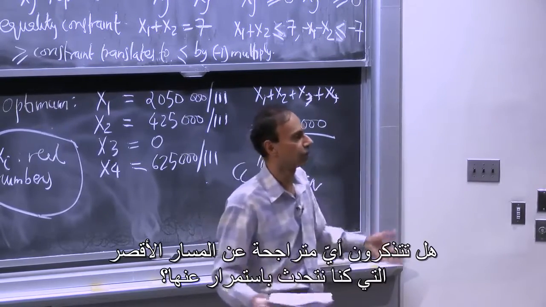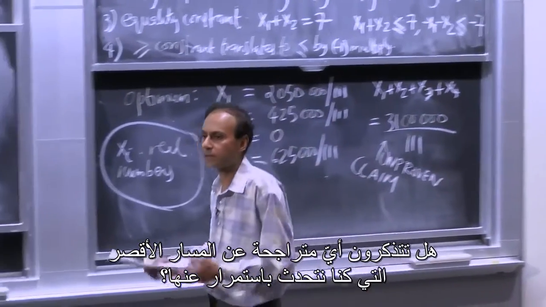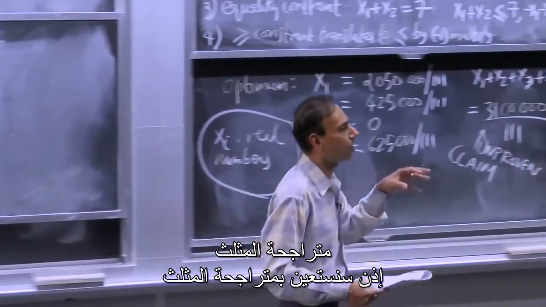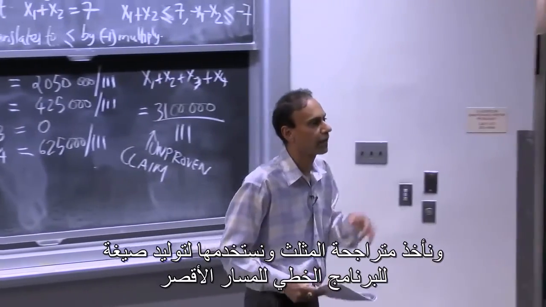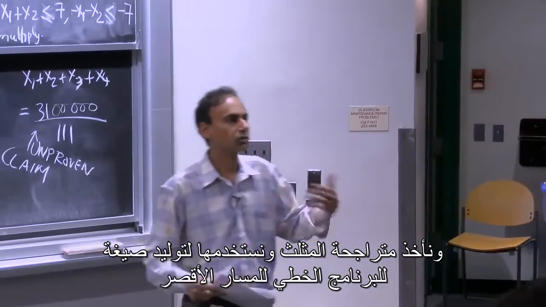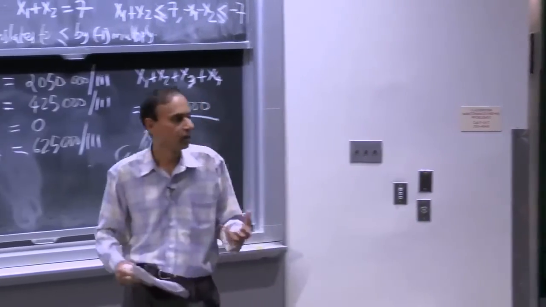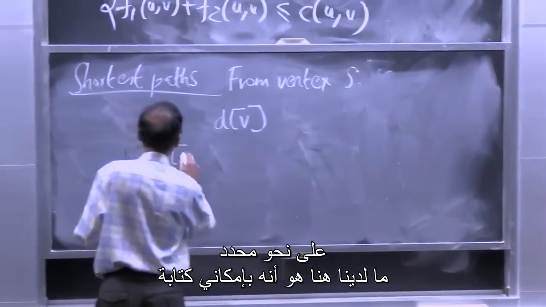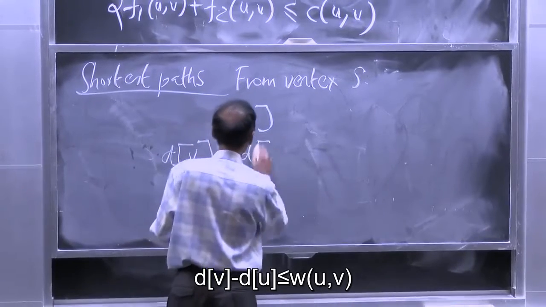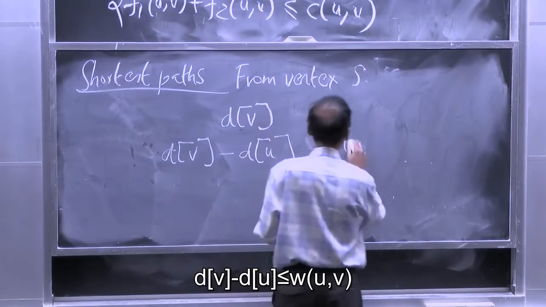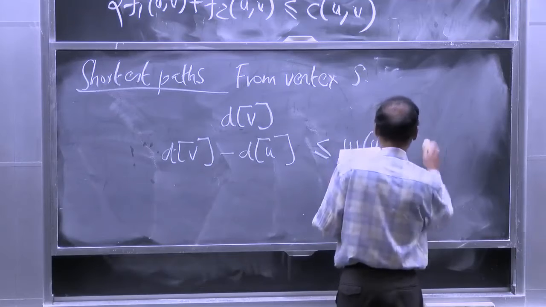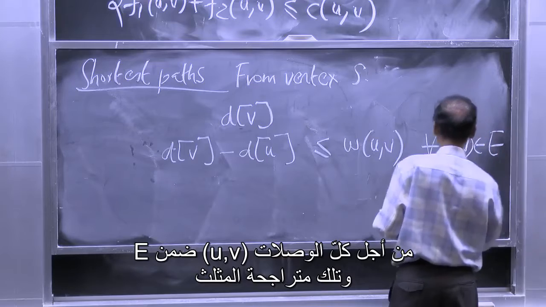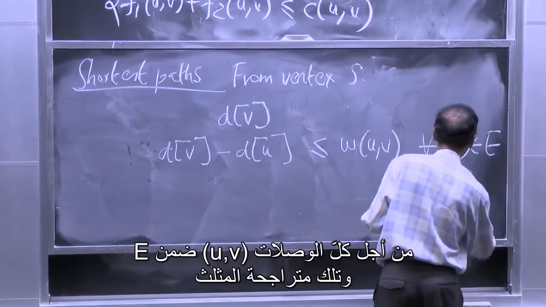What's an inequality? Do you remember an inequality from shortest paths that we kept talking about? The triangle inequality. Right? So we're going to take the triangle inequality and use that to create an LP formulation of shortest paths. In particular, I can write dv minus du is less than or equal to wuv for all uv belonging to E. And that's the triangle inequality.